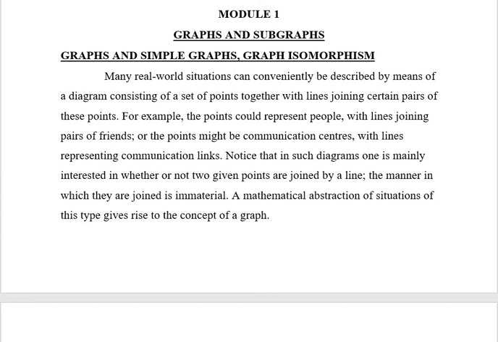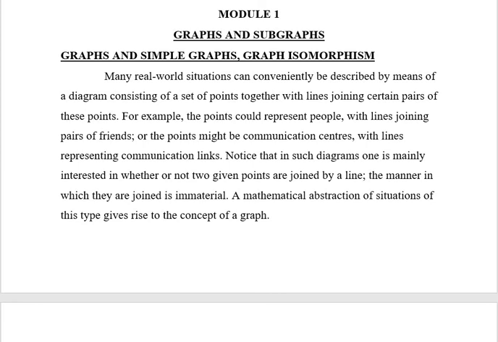In mathematics, graph theory is the study of graphs, which are mathematical structures used to model pairwise relations between objects. Many real-world situations can conveniently be described by means of a diagram consisting of a set of points together with lines joining certain pairs of these points. For example, the points could represent people with lines joining pairs of friends, or the points might be communication centers with lines representing communication links.